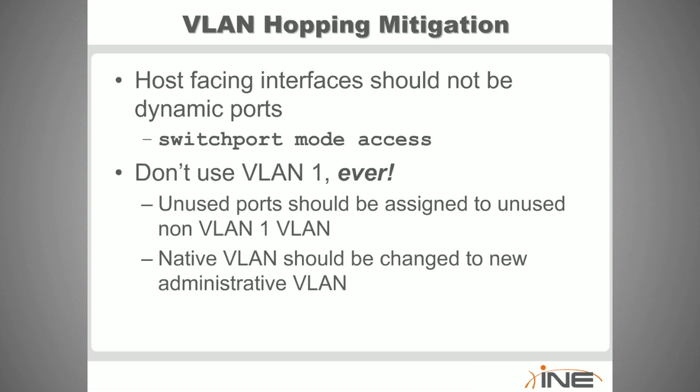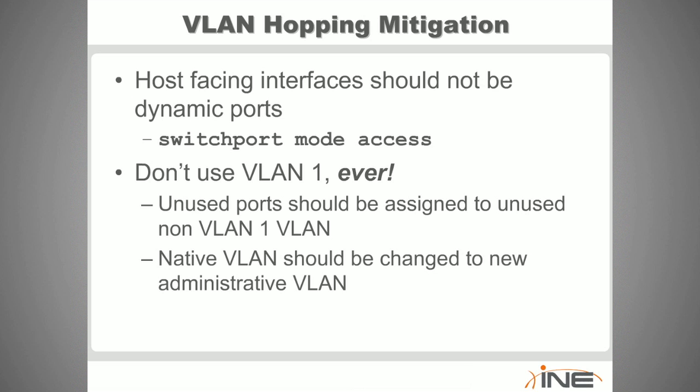So VLAN hopping mitigation is pretty straightforward as long as you know that the problem is potentially there. One of the key points is that you don't want to use dynamic ports. Now, using dynamic ports does make it easier for deploying trunking or for deploying IP telephony, but the problem is you're getting ease of management with the negative of having the security vulnerabilities. So simply, as long as you configure the port as switchport mode access, then it is not going to be susceptible to VLAN hopping.